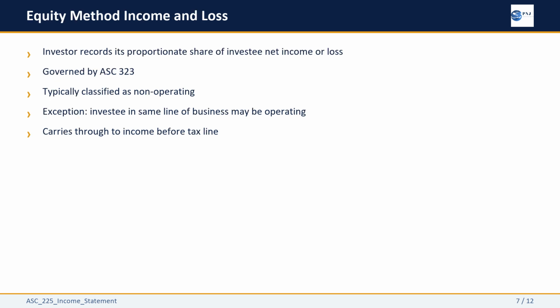Under the equity method, an investor with significant influence over an investee records its proportionate share of the investee's net income or loss each period, not just dividends received. ASC 323 governs this treatment. The resulting income or loss is typically non-operating because the investee is a separate entity, not part of the investor's core operations. One important exception: if the investee operates in the same line of business, equity method income may be classified as operating. Make sure the classification is consistent and documented.